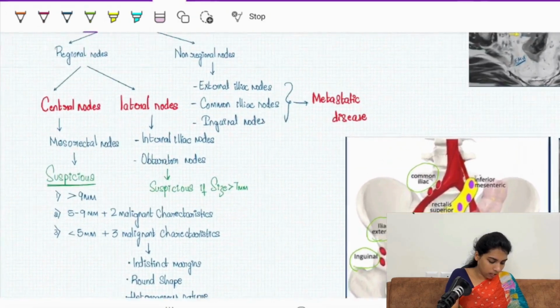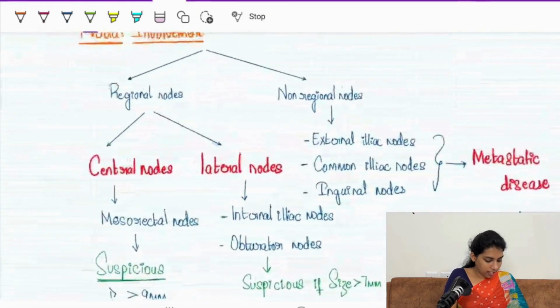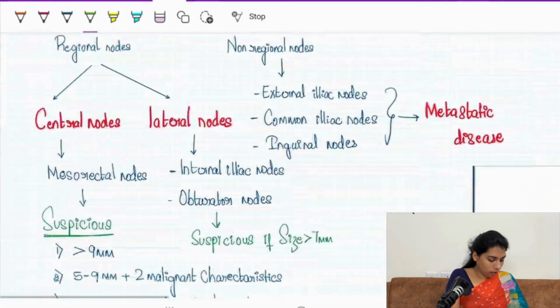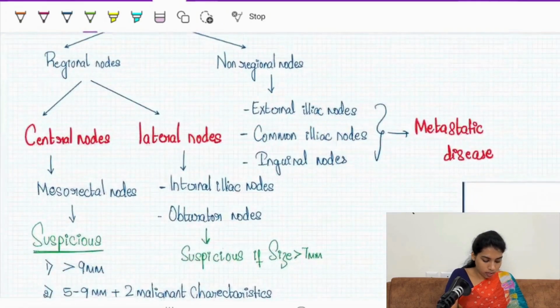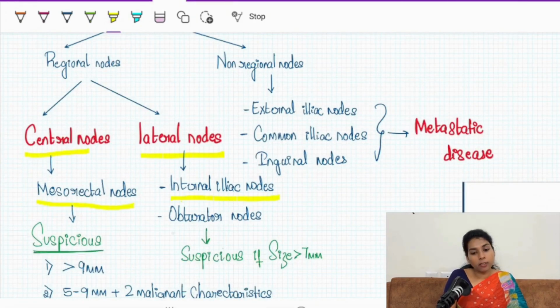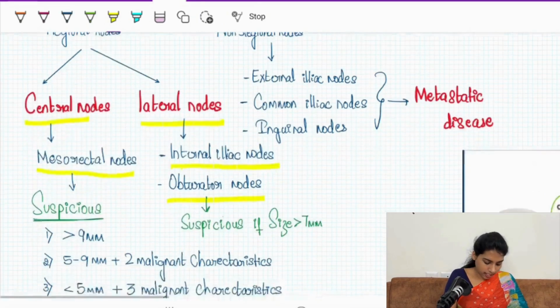So, now coming back to the text, this I think we've already discussed, regional and non-regional. We have the central nodes and the lateral nodes. Central are the mesorectal nodes, lateral are the internal iliac and the obturator nodes, and then we know that involvement of a non-regional node is a metastatic disease.